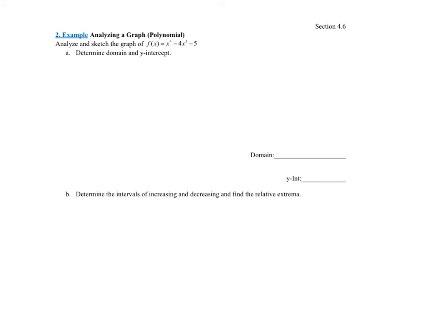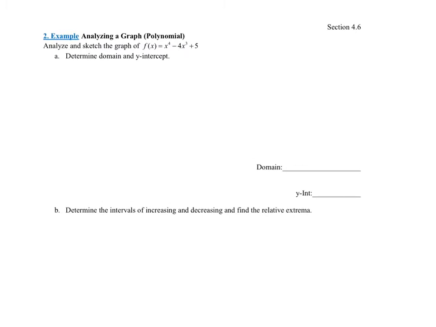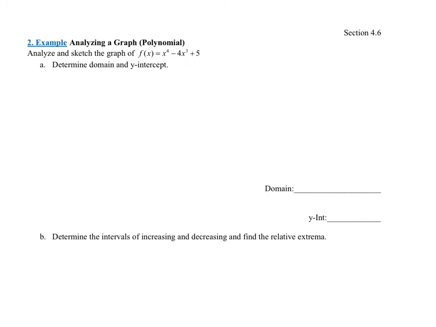Alright, so let's try the exact same process on the next function, which is x to the fourth minus 4x cubed plus 5. Again, we want to determine anything we can about this graph. This is a polynomial function. So what's the domain of this graph? Again, I just said it's a polynomial function. And if it's a polynomial function, we know that the domain is going to be negative infinity to infinity.